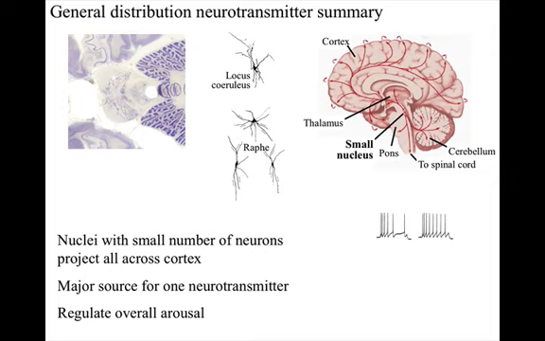So in summary, there are some relatively small groups of neurons that project extensively throughout the brain and seem to be regulating the overall level of different types of brain activity.